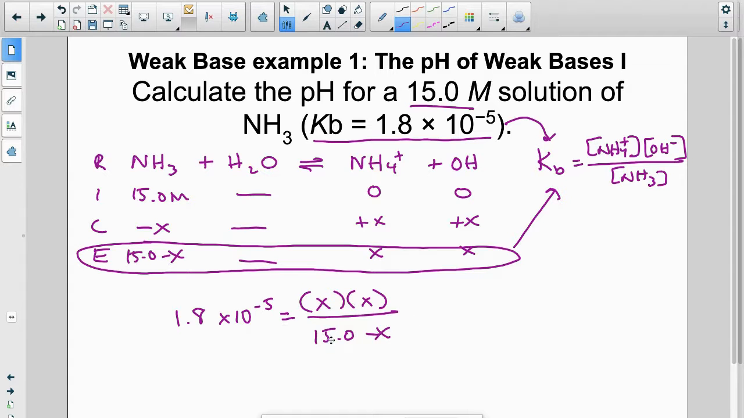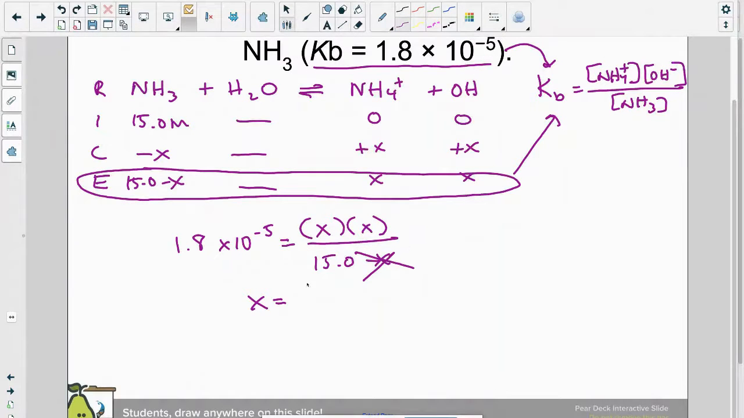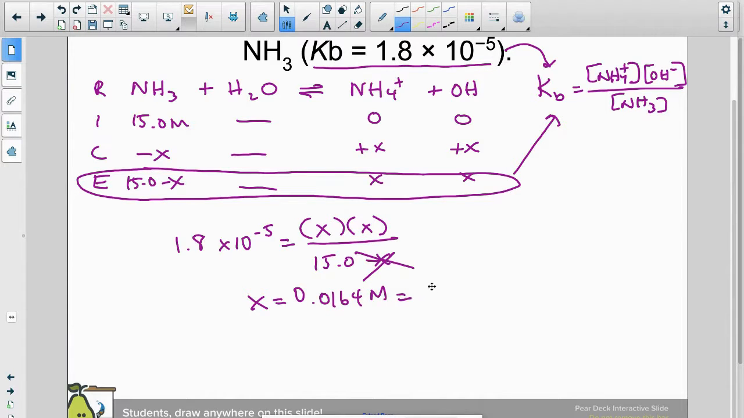We can neglect x because the power of 10 for 15 is 10 to the 1. Here it's 10 to the minus 5. They're different by more than 3 orders of magnitude, so we can ignore that x right there and solve for x. And when we solve, x equals 0.0164 molar, and that's our OH minus concentration. Oh, I forgot my minus right here. So this is our OH minus.